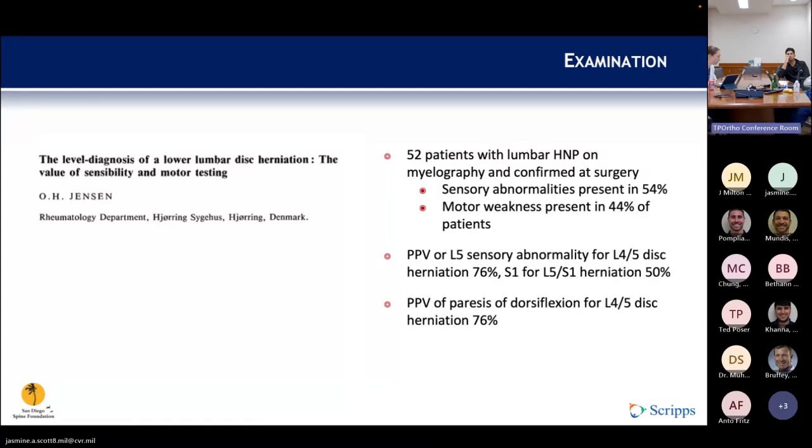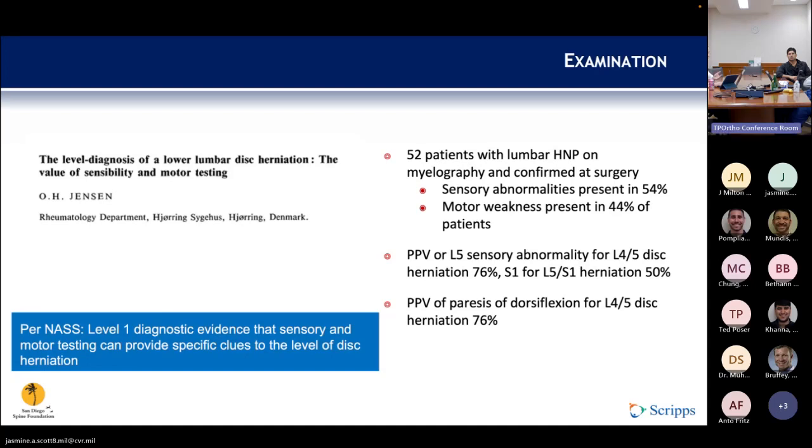This was kind of a cool paper, a little bit older. So instead of using MRIs, they did use myelography, but essentially they were looking at the positive predictive value of physical exam, both for motor weakness and for sensation, and then confirming that based on herniation. So basically what this paper is showing is that there is good positive predictive value for actually doing an exam for both motor and sensory.